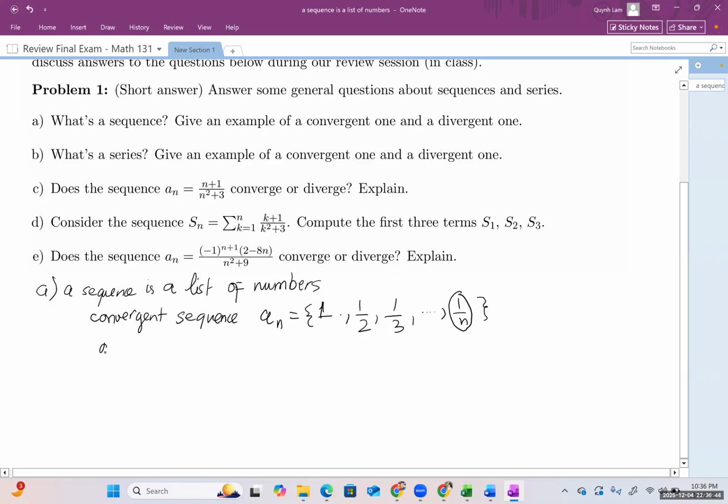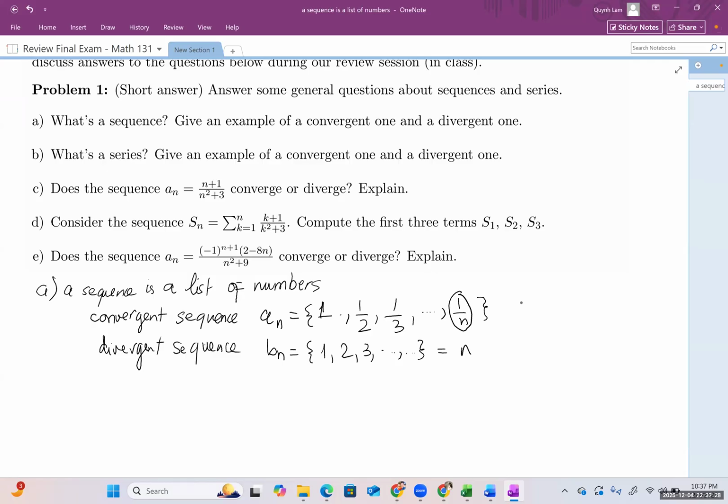For a divergent sequence, as b_n, you can just go with something that goes up to infinity, or something like that. You can write it in general form as n, right?